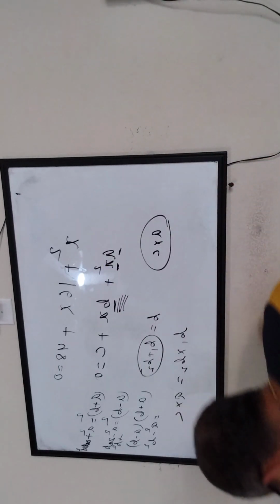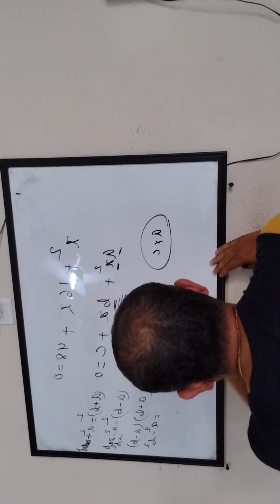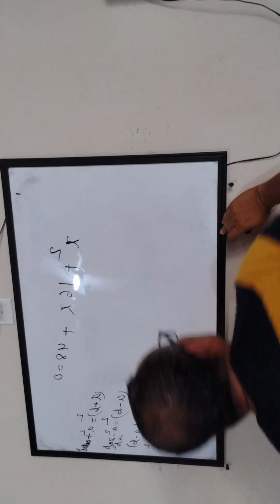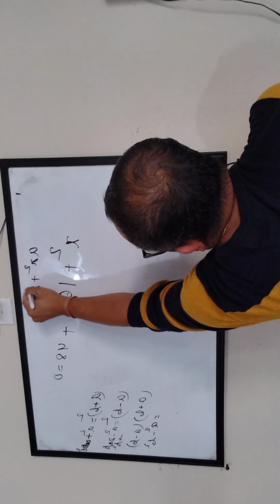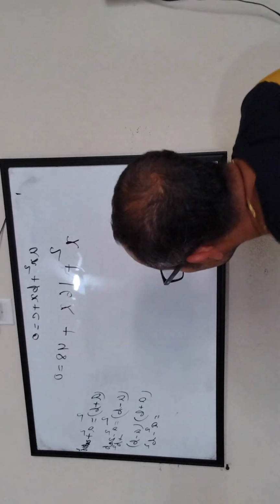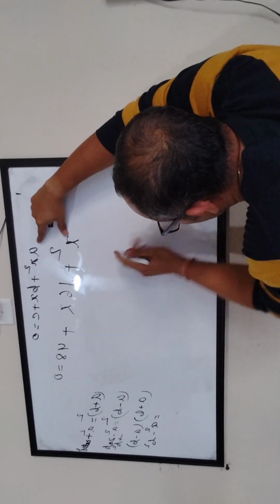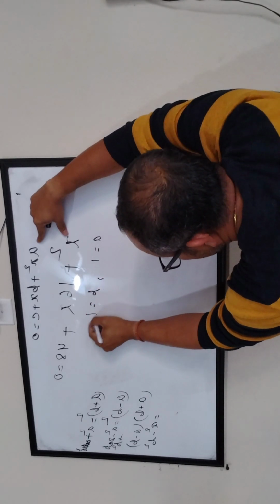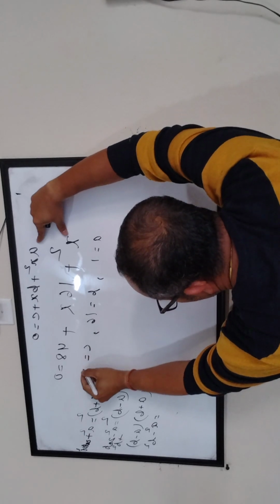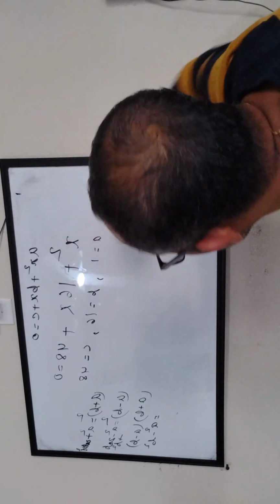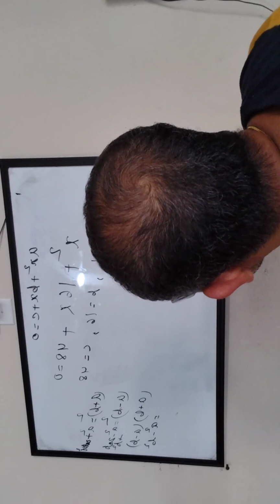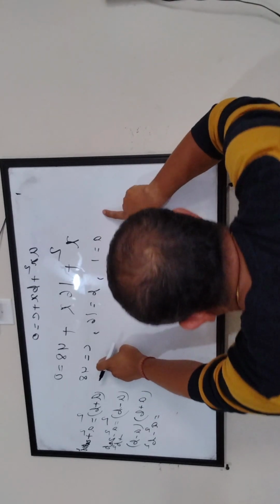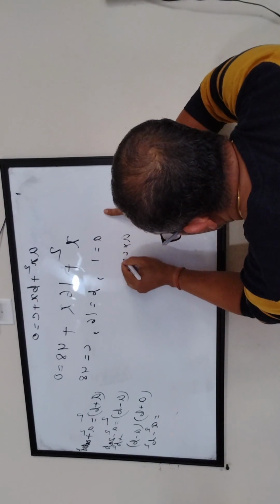So now let's do it. If I just keep talking, it will get you confused. I'll put down the standard form so that we can compare. What is the value of a here? 1. What is the value of b here? 16. What is the value of c here? 48. Now, what I said: multiply a and c and find out the value. A into c is what? 48.